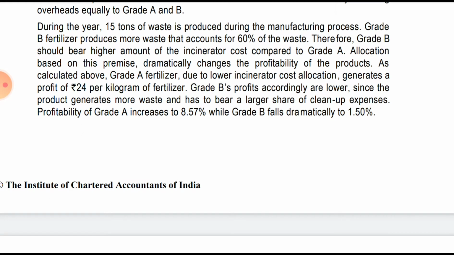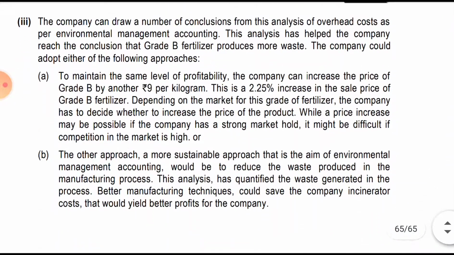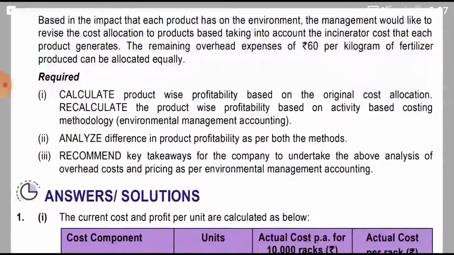Since this product generates more waste, grade B has to bear a larger share of the cleanup expenses. Profitability of grade A increases to 8.57 while grade B falls to 1.5, as we can see in the working note also, because A has increased to 8.5 and B has decreased to 1.5. So this has been done with the explanation part.